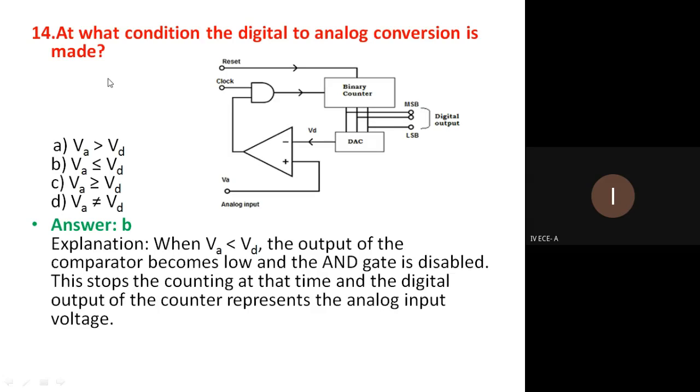Question number 14. At what condition is the digital to analog conversion made? The options are: VA is greater than VD; VA is less than or equal to VD; VA is greater than or equal to VD; VA is not equal to VD.